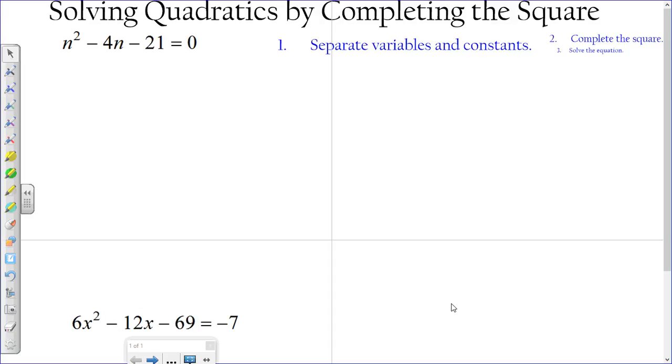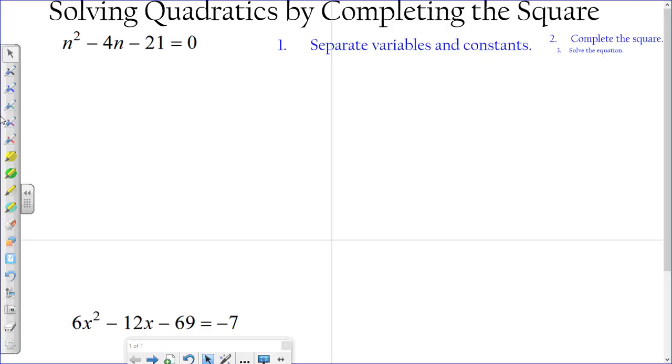Okay, in this video I'm going to show you how to solve quadratics by completing the square. I showed you in class how to complete the square, so I'm going to break it down into steps. Step number one is separate variables and constants. Number two is complete the square. And number three is solve the equation.